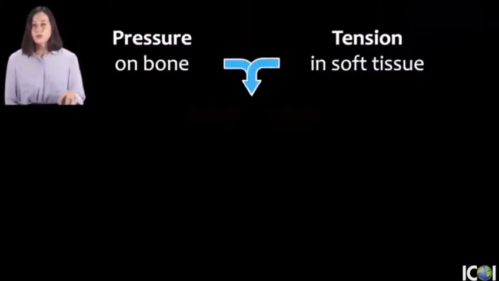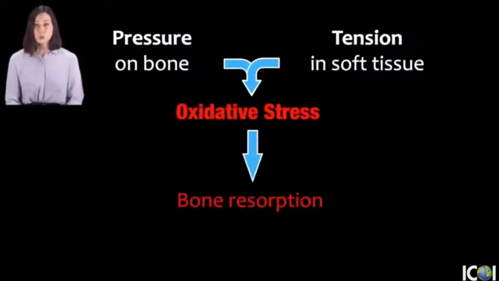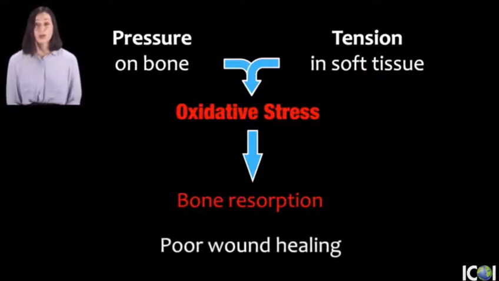To sum up, if we apply pressure on the bone or tension on the soft tissue, we create oxidative stress. And this stress will resorb the bone. And we can also have poor wound healing. The bone has no intention of resorbing. Bone resorption is not normal. The bone resorbs because it's under oxidative stress.